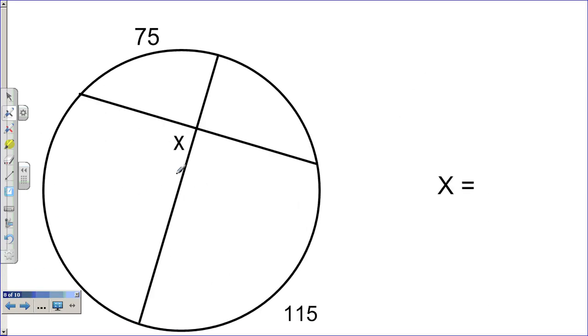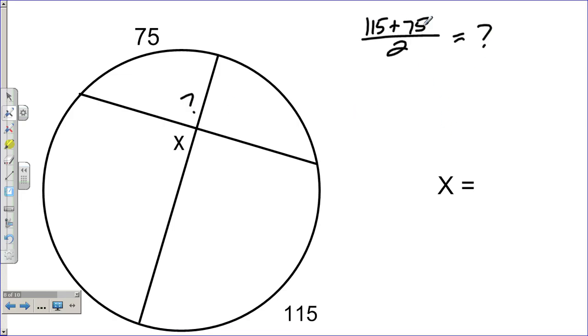Look at another one. Alright. This one we have the two arcs that go with this angle and this angle. We're looking for x here. So watch how we'll do this one. Do the same thing. I'm going to go 115 plus 75 divided by 2 equals this right here, and we'll call that a question mark.